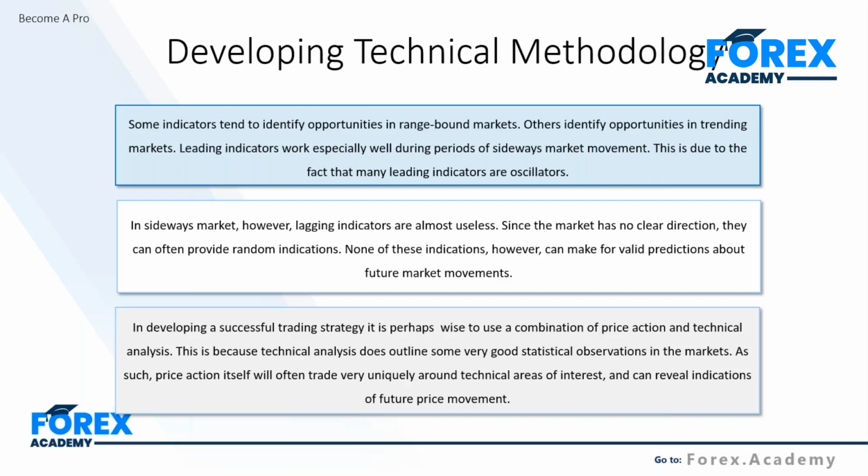Since the market has no clear direction, they can often provide completely random indications. None of these indications, however, can make for valid predictions about future price movements. Now, isn't that entirely logical? The market has no clear direction, and we're using a lagging indicator on price.